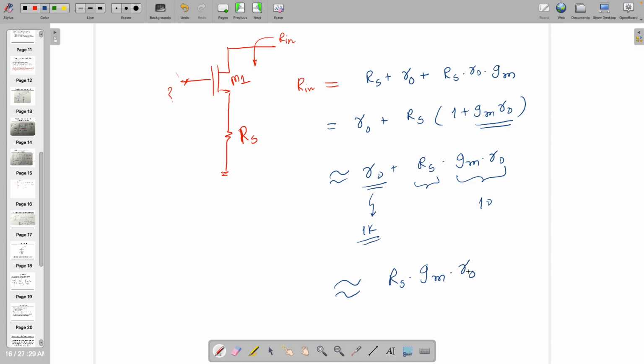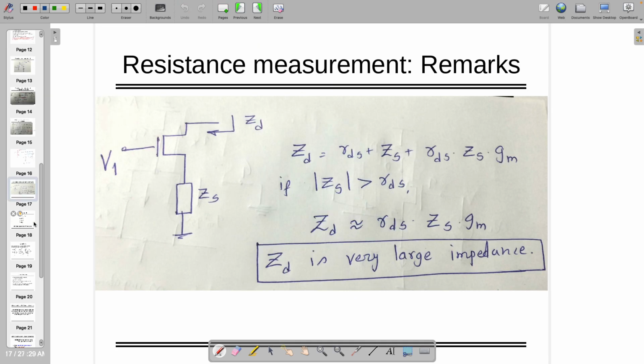So always remember this and keep it somewhere in your mind, because we are going to use it very frequently. Looking from here, Rin is an approximated value of Rs times Gm RO. This is what we are going to see. No problem in this one? Okay. So this is already there.